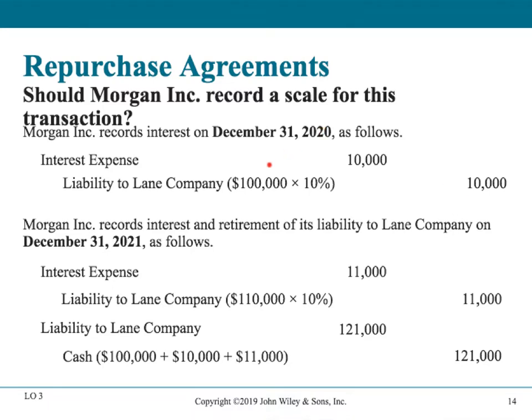Now, a year later, we will have to record 1 more year worth of interest expense. But look at the liability. It's not $100,000 anymore because the liability went up by $10,000. We have $110,000 multiplied by 10%. We have $11,000 interest that we will have to debit and increase liability as well. And then finally, as the asset goes back to Morgan, Morgan will pay back $121,000 in cash and take off the books the liability of $121,000.